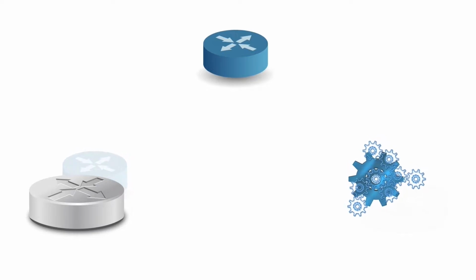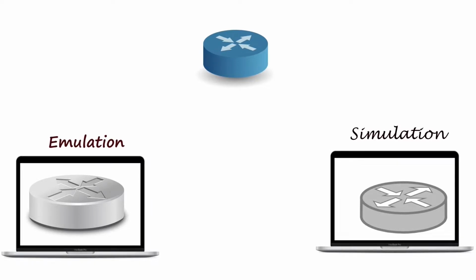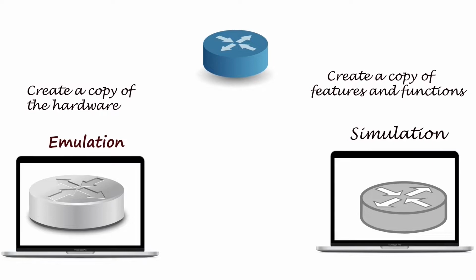If network simulator software creates a virtual copy of the features and functions of the physical device, it is called simulation. If software uses a simulation process to create a virtual device, the virtual device does not need hardware and software configurations of the physical device. It creates a copy of some features, commands, and functions of the physical device and implements them on a virtual device.